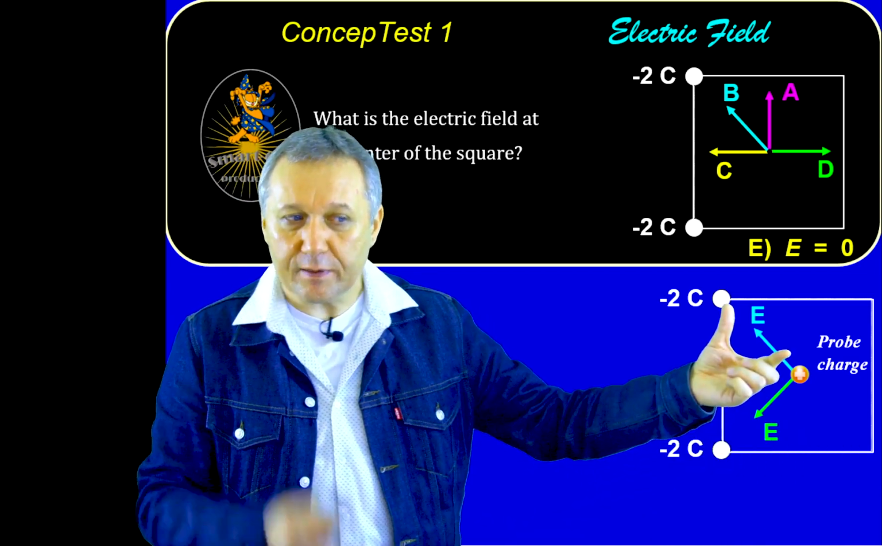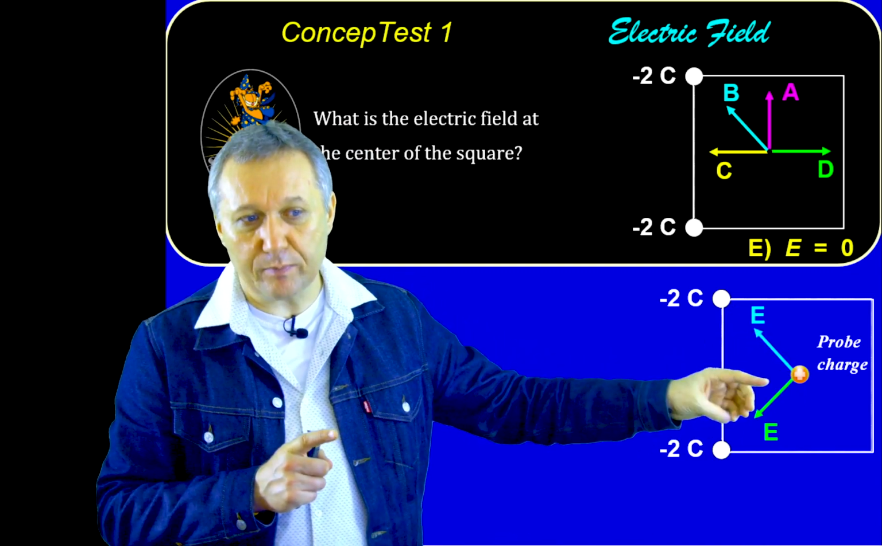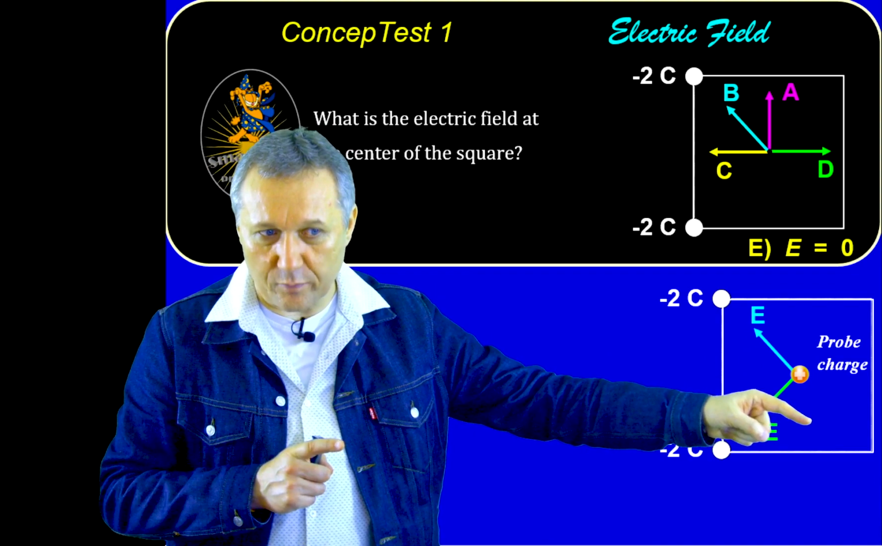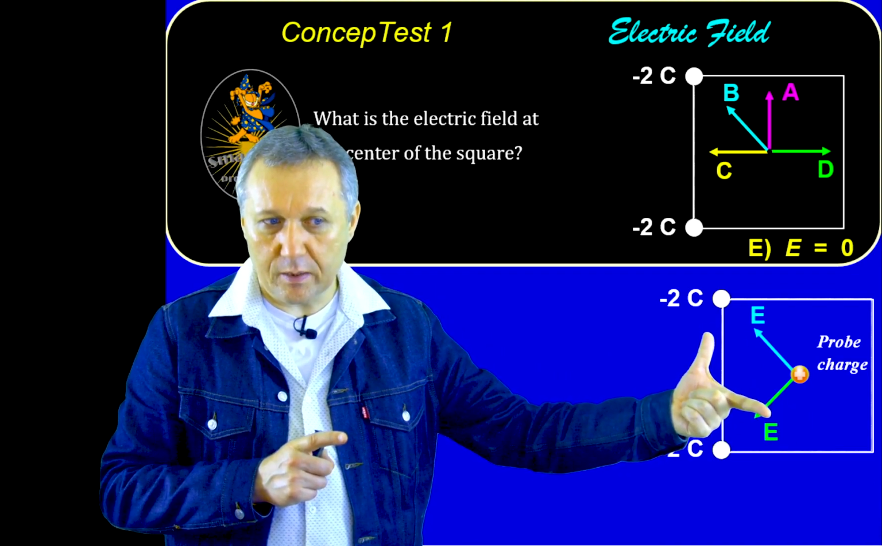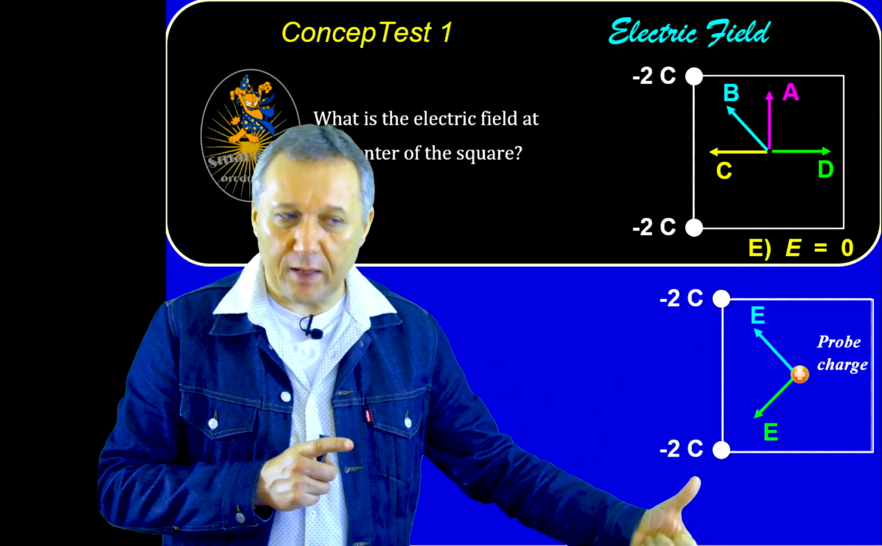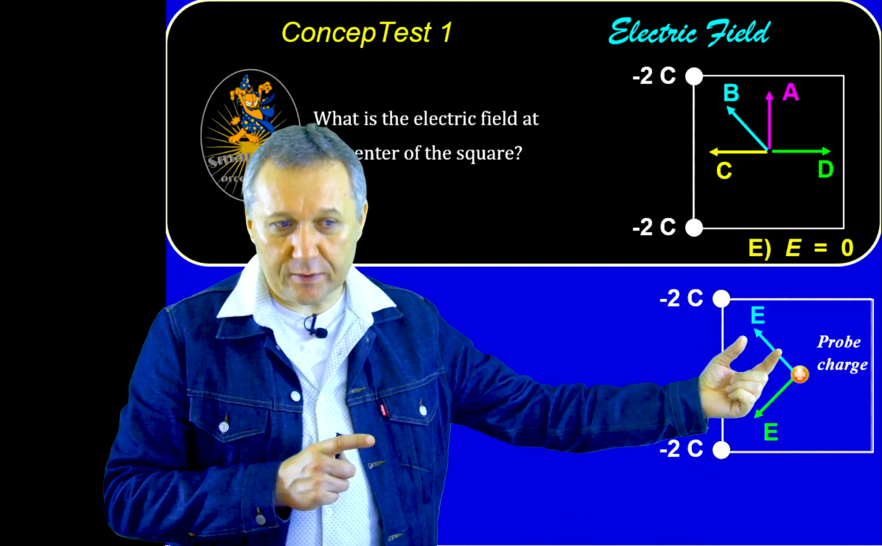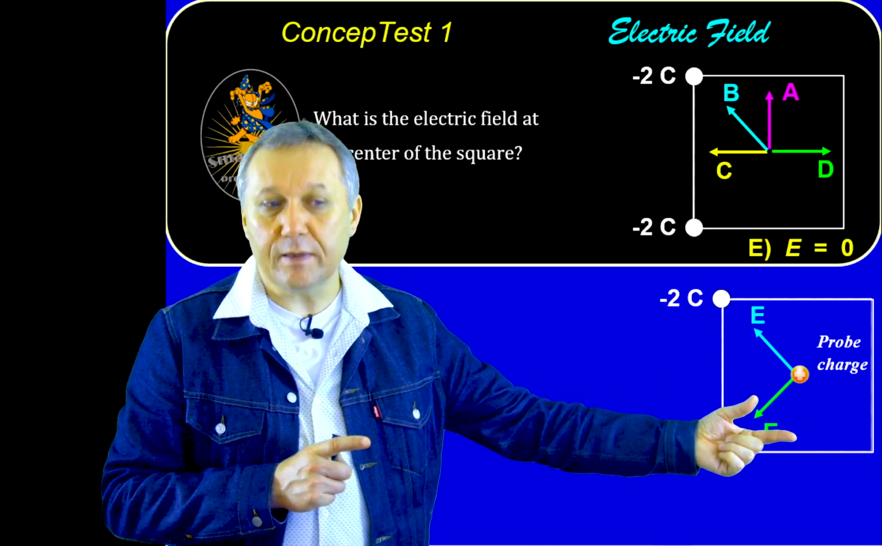And of course, electric field strength of this one and strength of this one, they must be the same because this is the center of the square. Distances are the same. So this point is equidistant from these charges, and the values of charges are also the same. So strength of this field and strength of this field, they are the same.